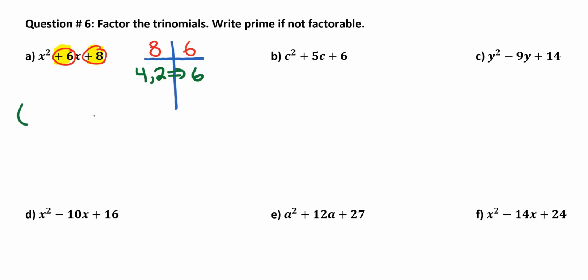And after that, you would set up two brackets. And there's an x term here and an x term there, because x times x gives you x squared. And then all you have to do is just insert these numbers, 4 and 2, into the brackets. So plus 4 and plus 2, and that would complete the factoring there. And then you're finished.